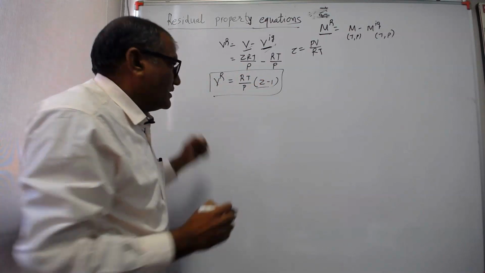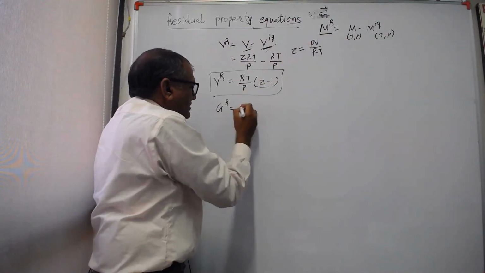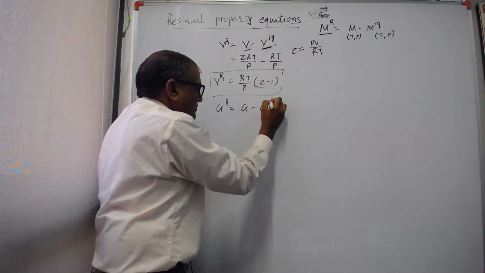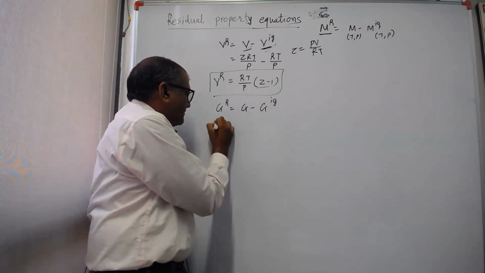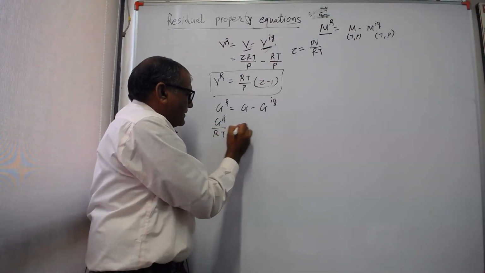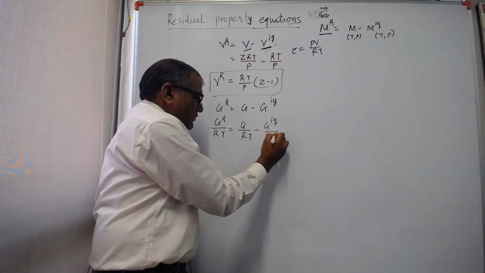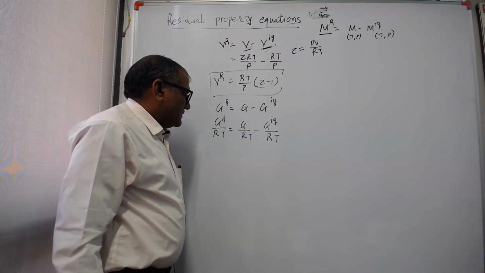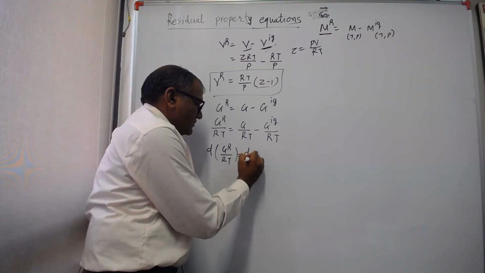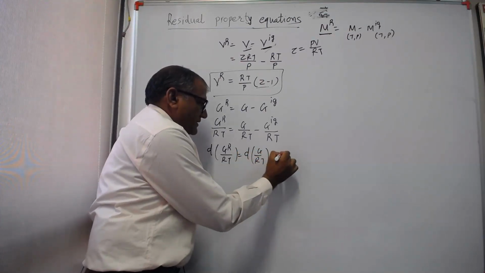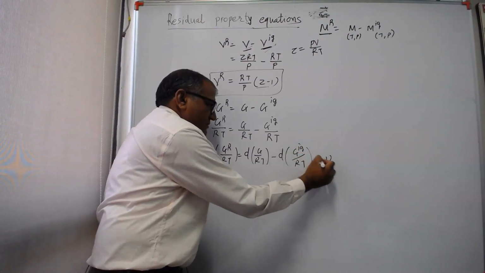If we talk about Gibbs free energy, then I can write the residual Gibbs free energy, that is G^R = G minus G^ig, and if we divide by RT, then something like G^R/RT = G/RT minus G^ig/RT. If you take the differentiation of this equation, then we can write it in this way: dG^R/RT = dG/RT minus dG^ig/RT. So this is equation number 1.